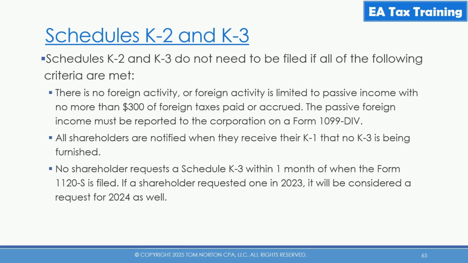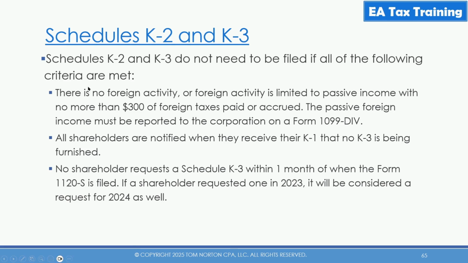First of all, if there is no foreign activity or the foreign activity is limited to passive income with no more than $300 of foreign taxes paid or accrued, the passive foreign income must be reported to the corporation on a Form 1099 DIV. Then all shareholders need to be notified when they receive their K1 that no K3 is being furnished, and then none of those shareholders request a K3 within 1 month from when they have filed the 1120S. So again, if you send them the K1, you notify them, hey, you're not getting a K3, and they come back within 1 month and say, no, I do need a K3, then you have to go back, issue the K2 and the K3s. And if they request it 1 year, you have to assume that they also need it the following year as well.